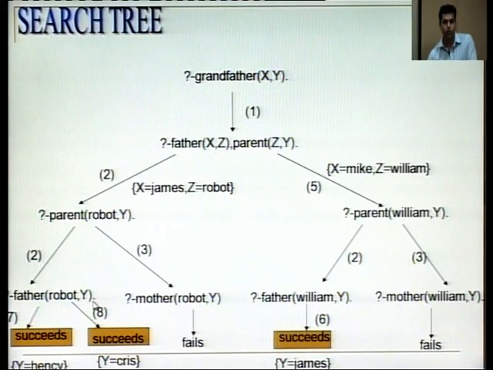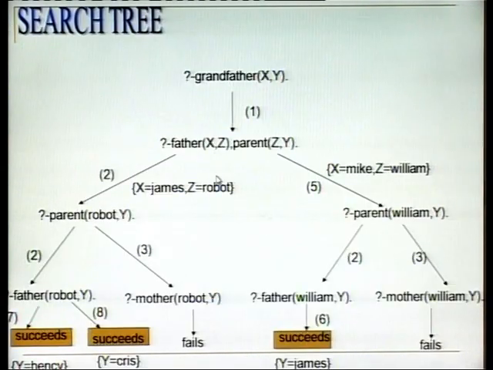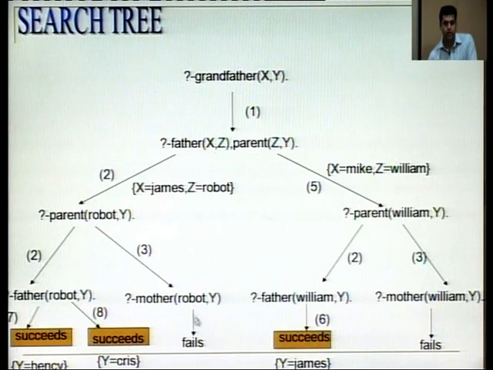See here, Robert y, parent Robert y, and sorry, parent is replaced with, see here, there are two clauses of parent, one will be replaced with father x y, another one will be replaced with mother x y. That is why there are two clauses over here, father Robert comma y and mother Robert comma y. There is no clause like this, it fails. It succeeds giving y value of y is equal to Hensey and y is equal to Chris.